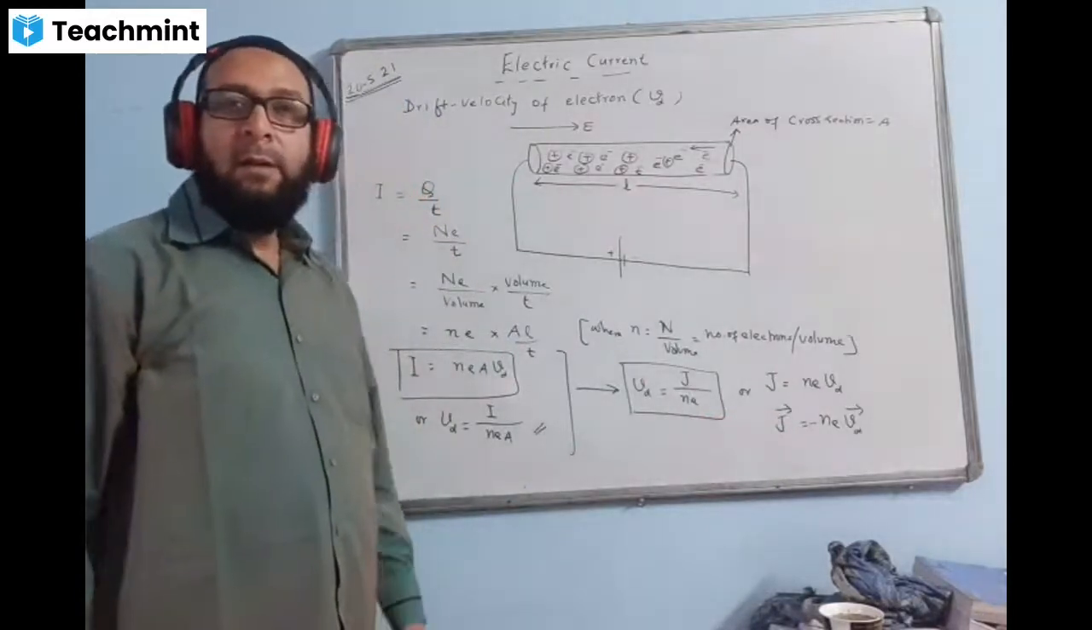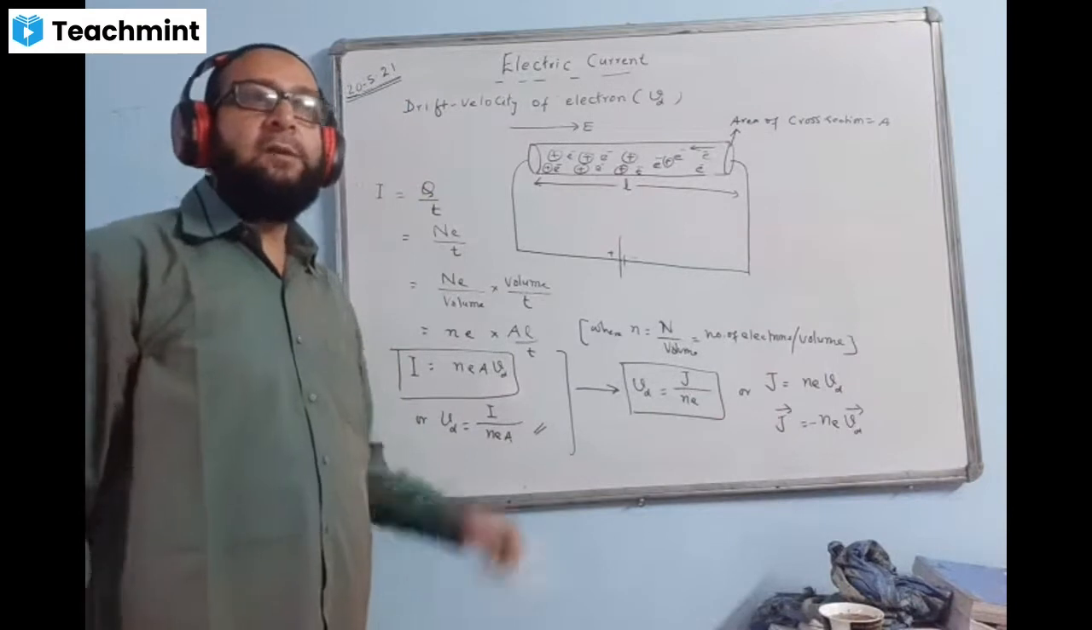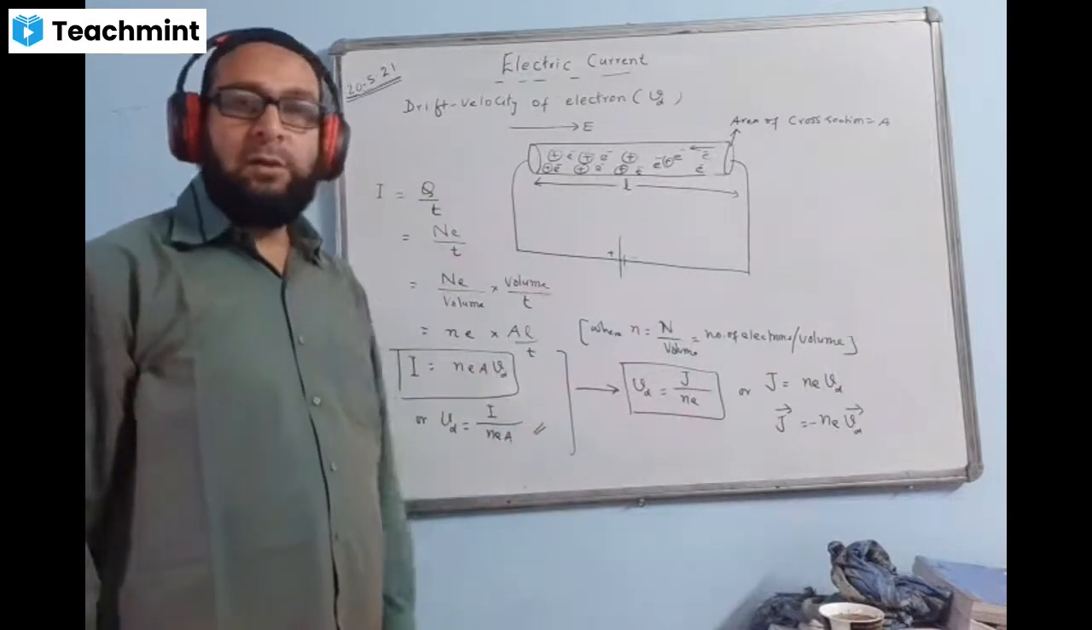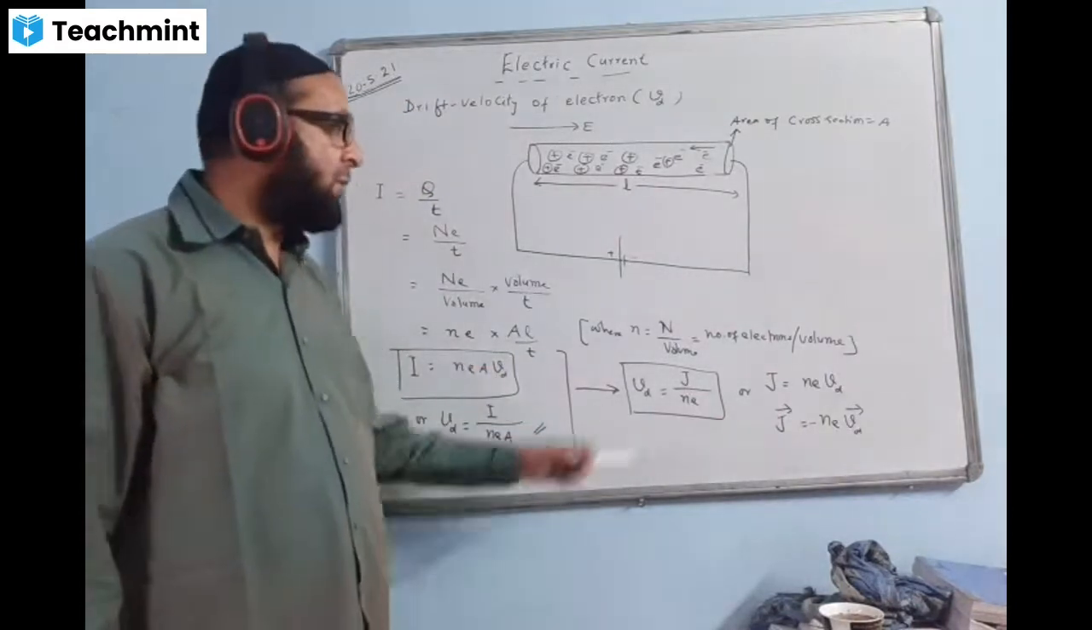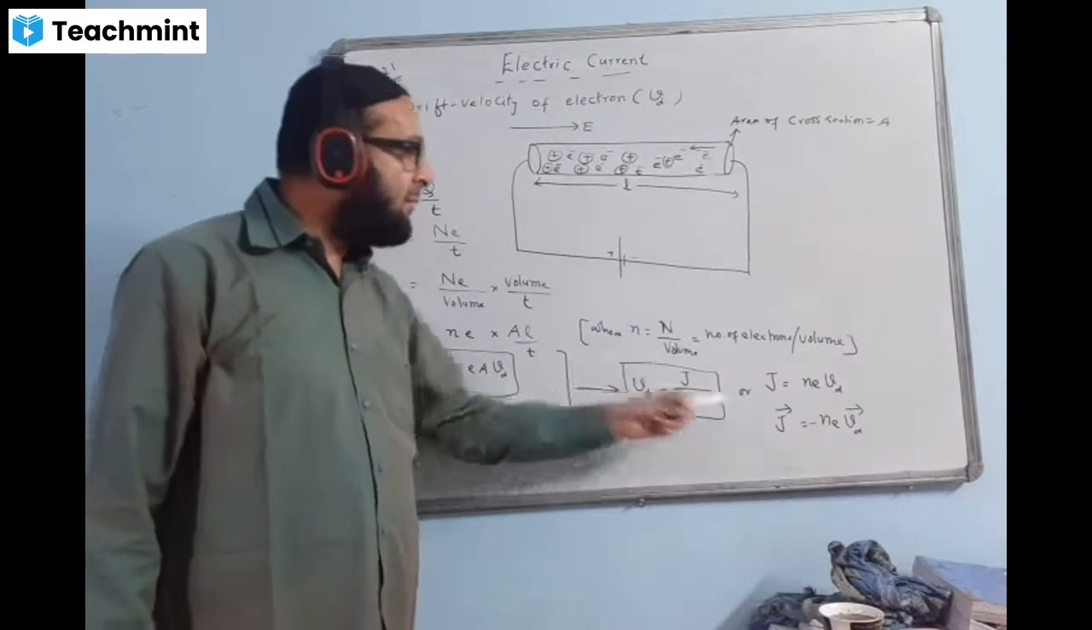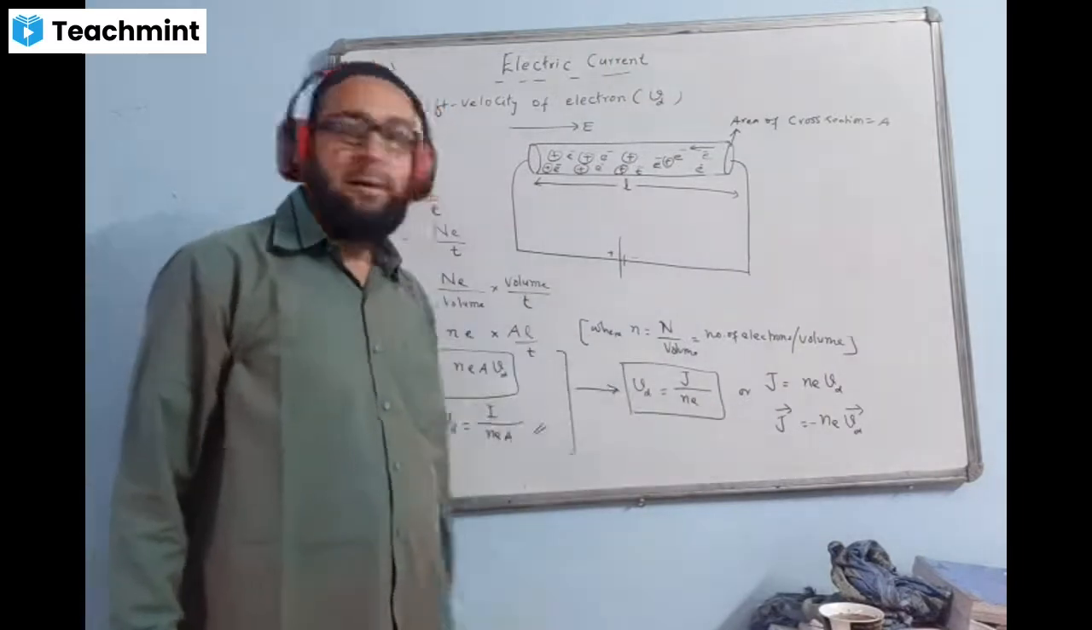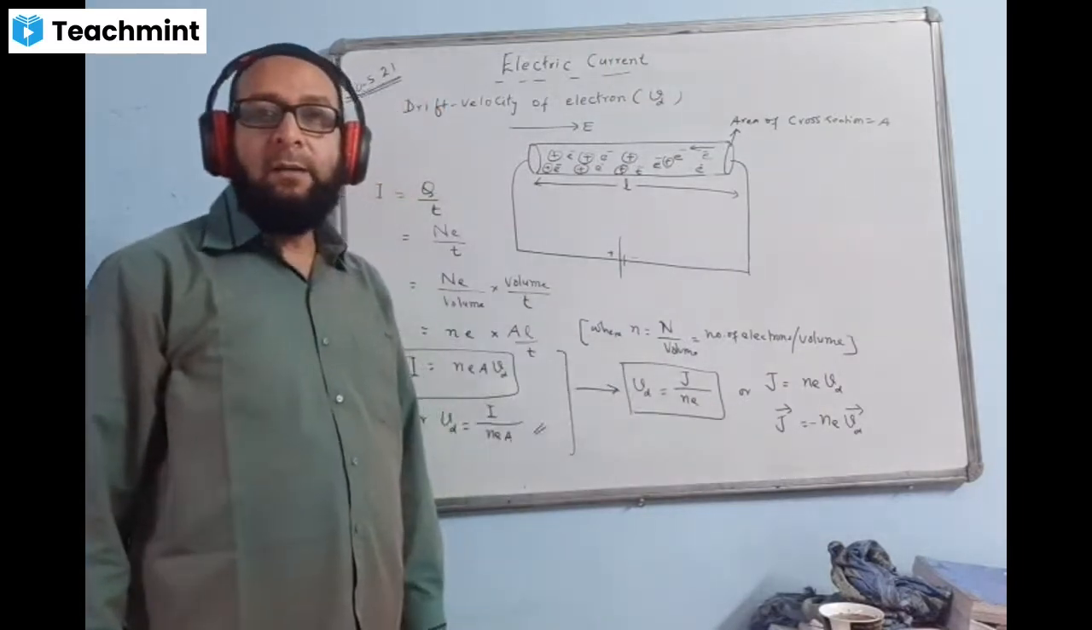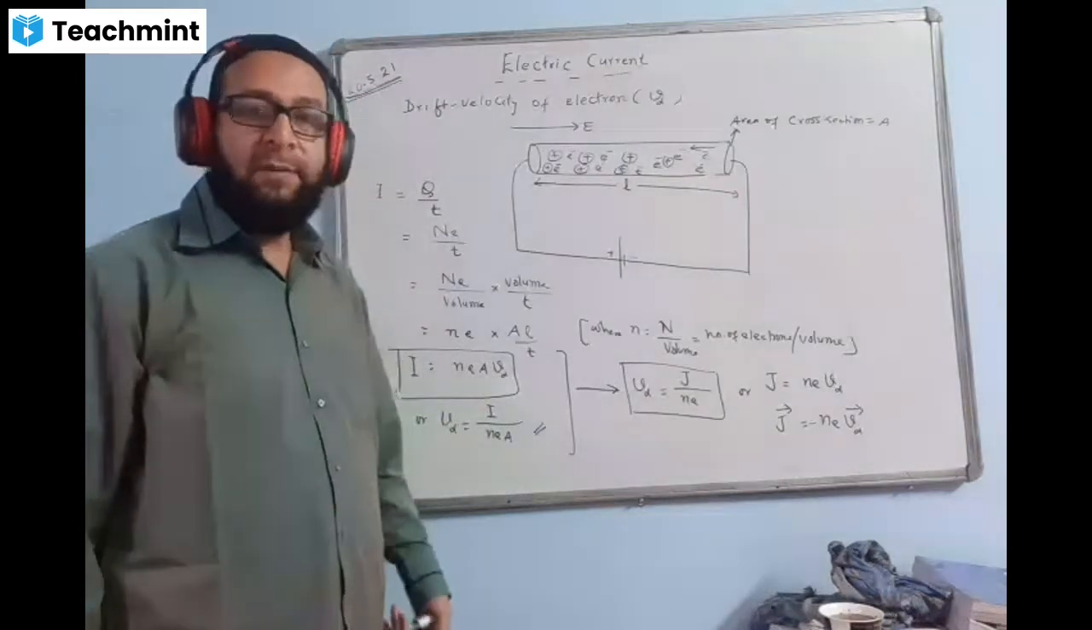So you make an MCQ question: which of the following relations is true or is correct? They may give different options, but you choose the option with the minus sign. J and Vd will have a minus sign in between them.